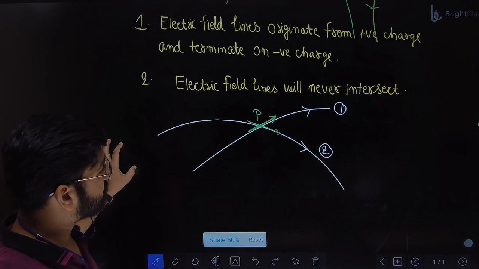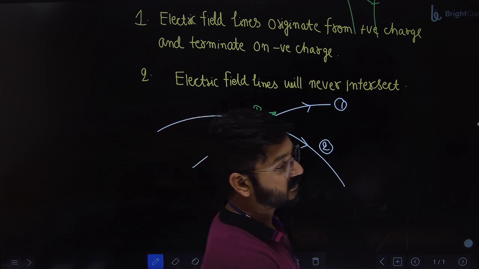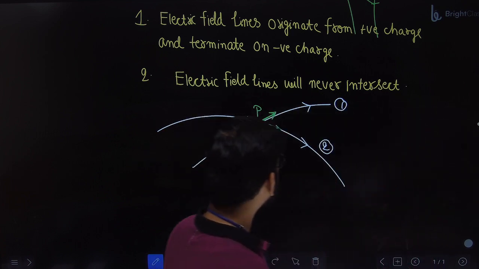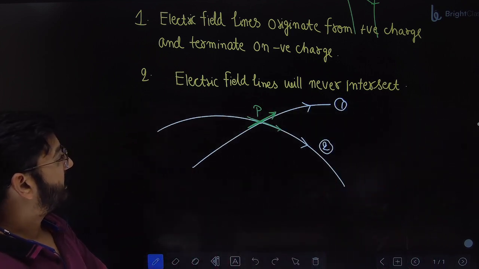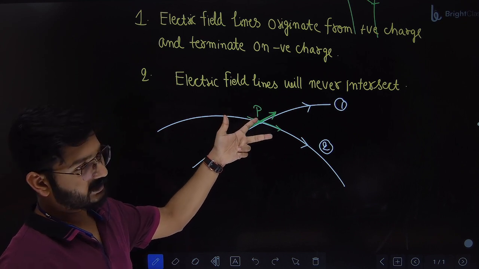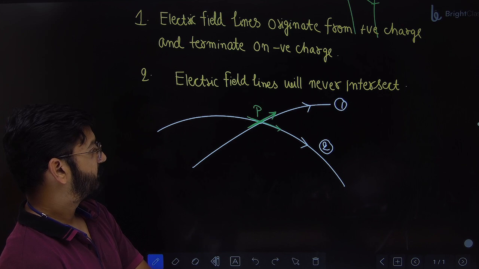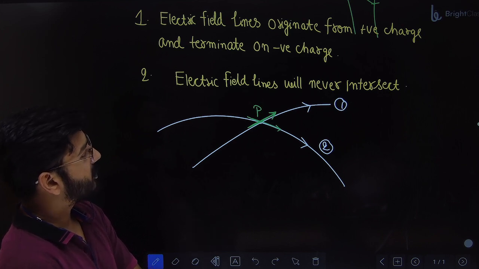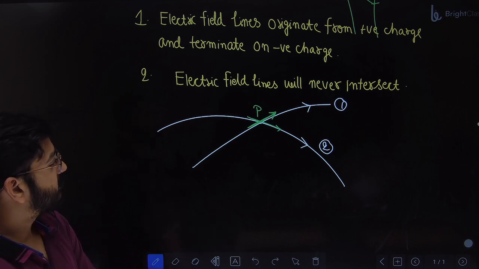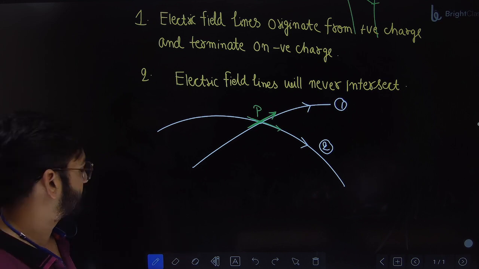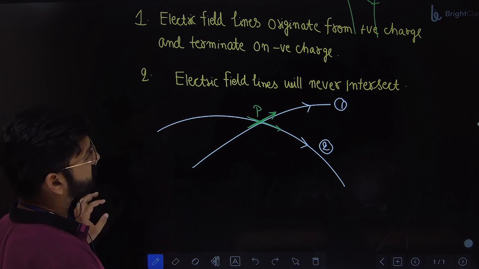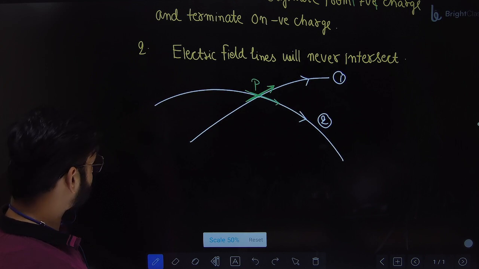You can write down the reason. At the point of intersection, electric field lines have two different directions, which is not possible. Therefore, they should never intersect.